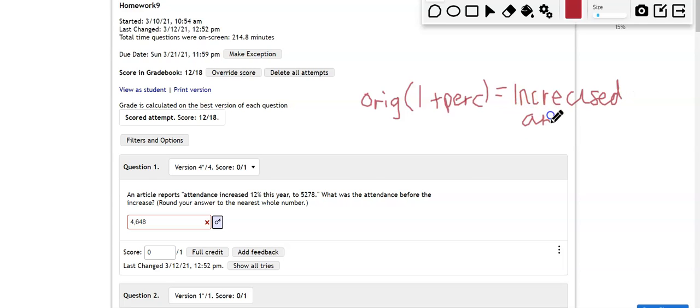So here, okay, so let's fill in. We don't have the original amount, we have the increased amount. So I'm going to have 1 plus my percent as a decimal, 12%, and I'll continue to call this original. 1 plus 12% as a decimal, which will be 0.12. And our increased amount, our amount after the increase, is the 5278.